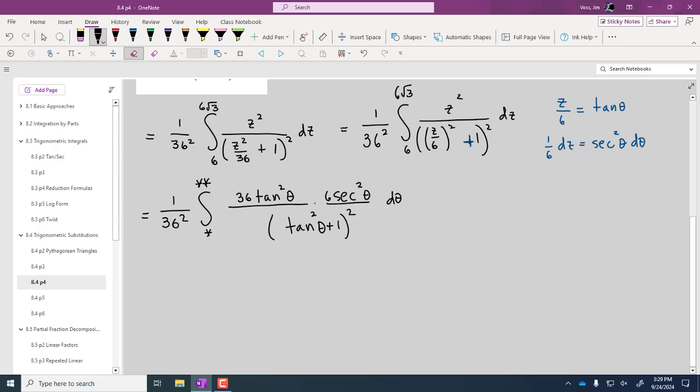So z over 6 is tangent. So here we have tangent squared plus 1, then z over 6. That becomes secant squared. So how many secants do we end up with? A lot, right? Muchos secants. So 36 cancels with the 36, and then a 6 cancels with the 36. So I see a 1/6 out in front.